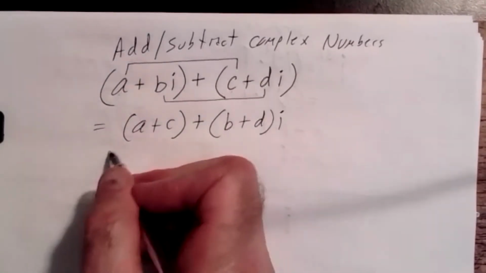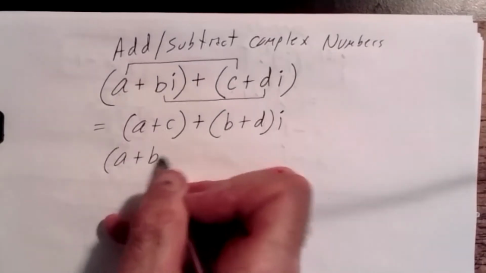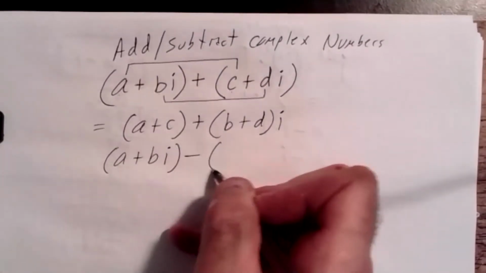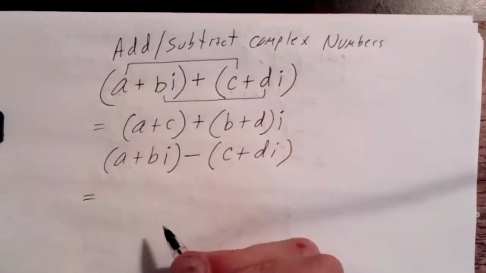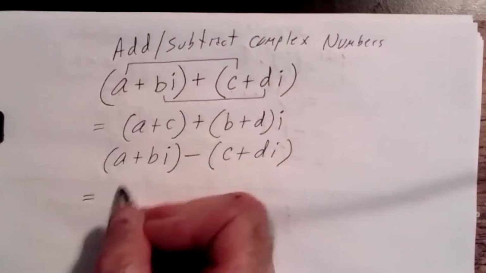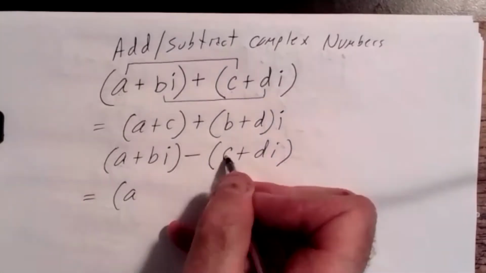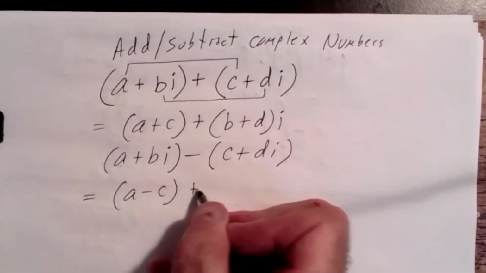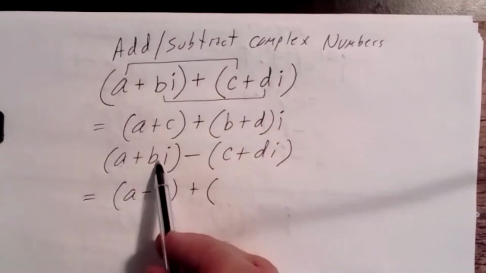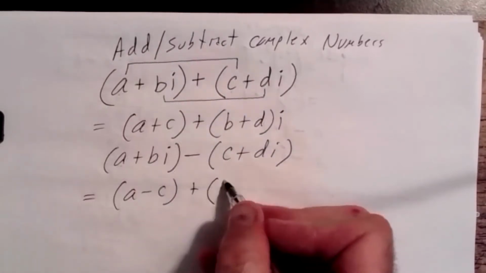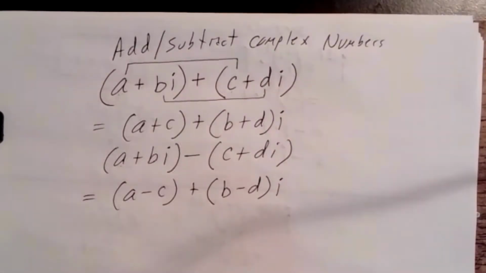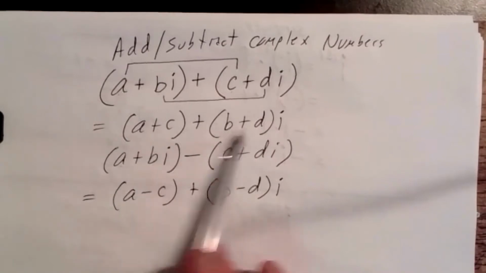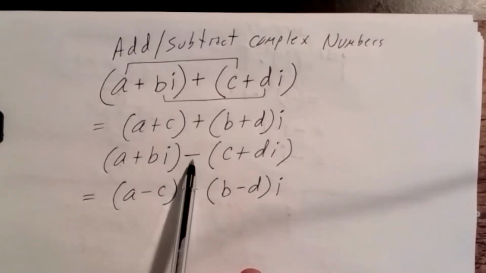This is also true for subtraction. If you have some complex number in general, a plus bi, and you want to subtract off some complex number, c plus di, we can only subtract the real parts. So a subtract c is legal, plus, and then we can subtract the imaginary parts, b subtract d times i.